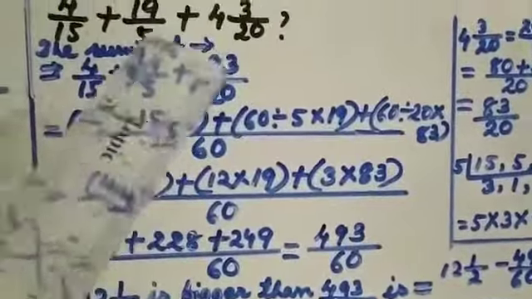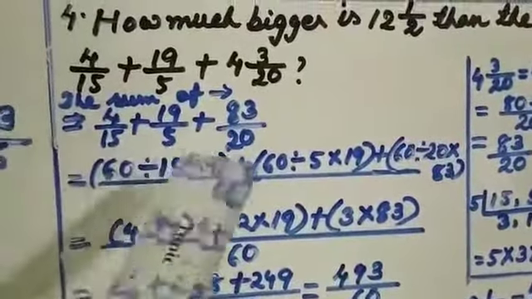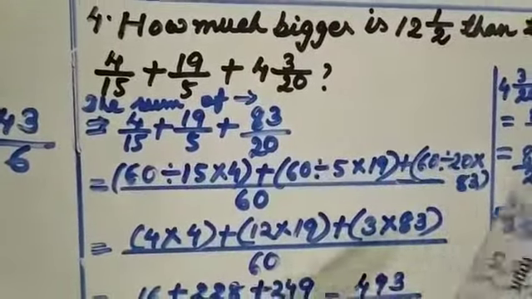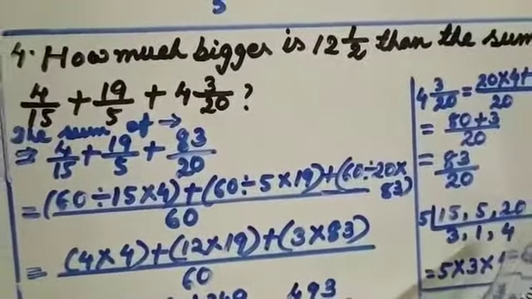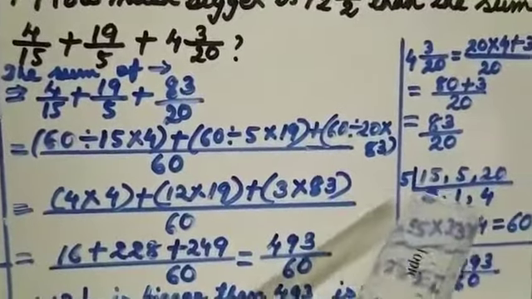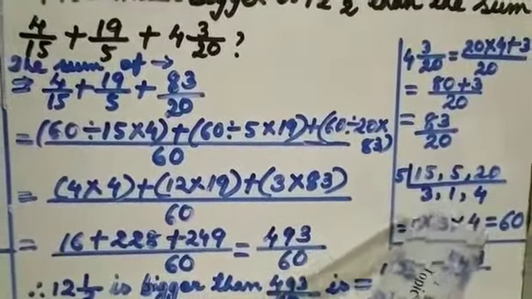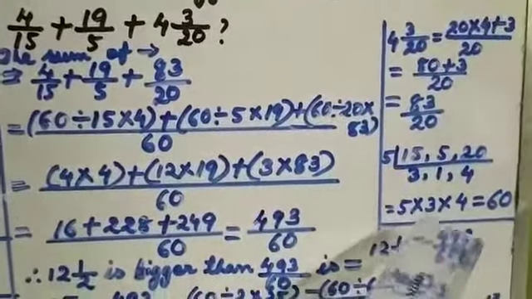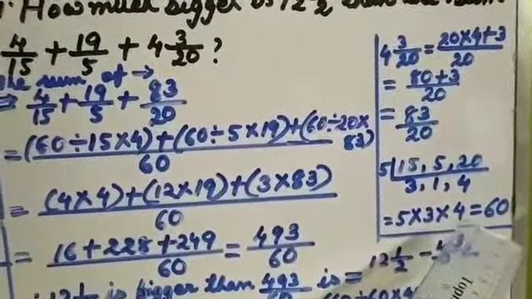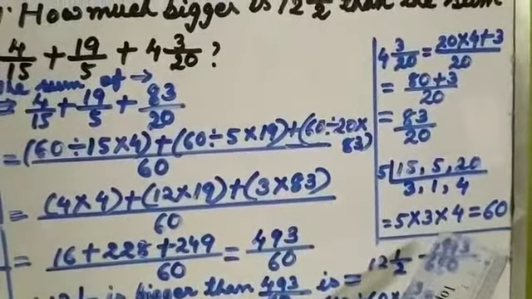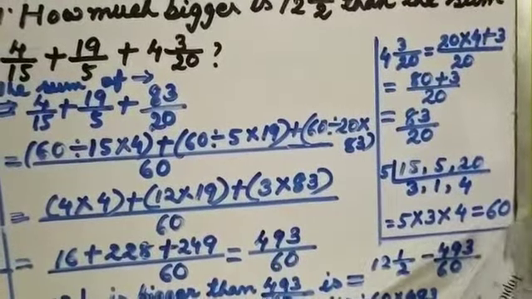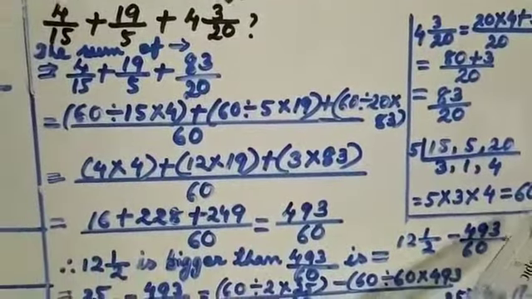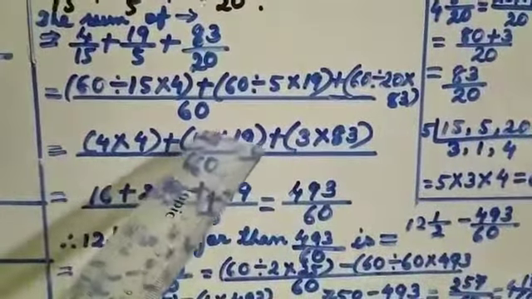Now the next process is what? You have to do the LCM of the denominators. So here you see 15, 5 and 20. Common factor I have taken as 5. 5 threes are 15, 5 ones are 5, 5 fours are 20. So 5 into 3 into 4. 5 threes are 15, 15 fours are 60. 60 is your LCM. So you will write this 60 as denominator.